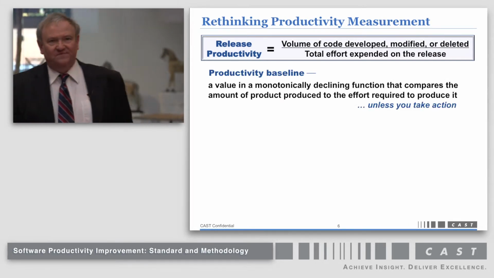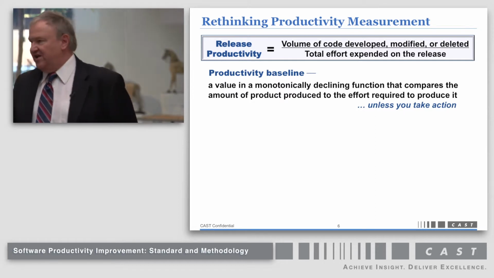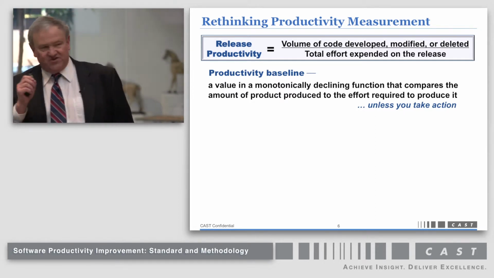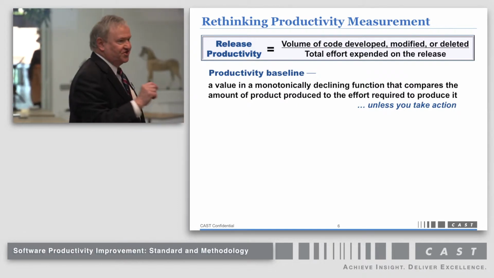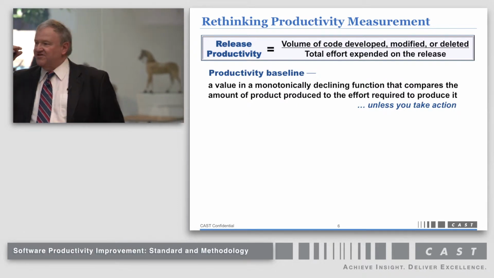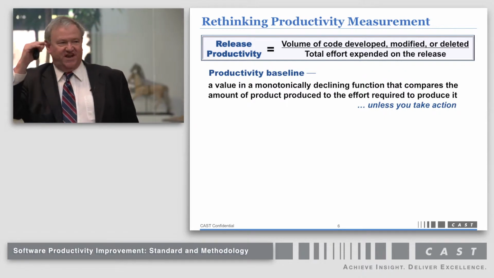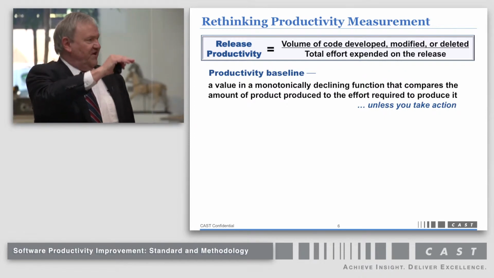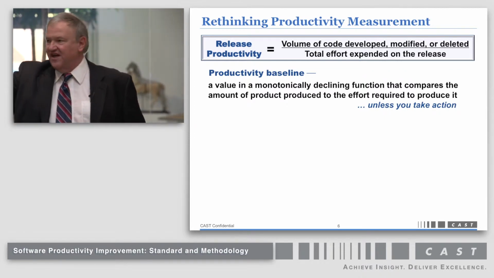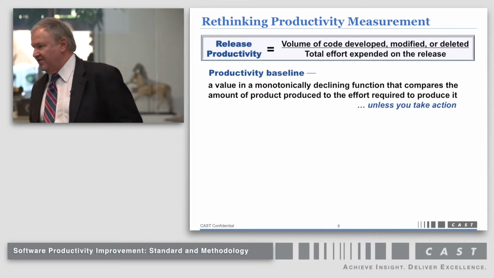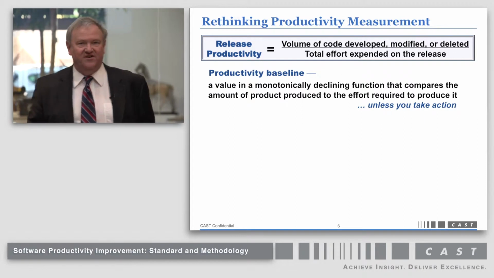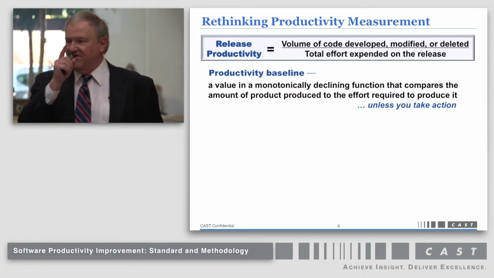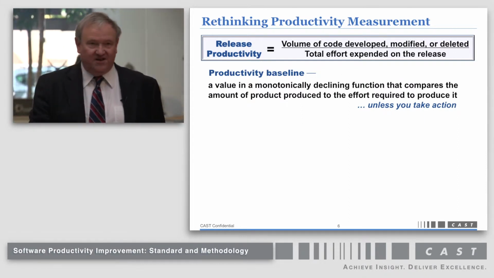Now, I'm going to argue that productivity in software is a monotonically declining function. Right? Everybody thinks of productivity as a baseline that's stable. Right? This is my productivity on this project, and I should be able to sustain that across projects for the next 5 years. I'm going to argue that it will decline consistently for the next 5 years unless you do something to change it. It's a monotonically declining function.